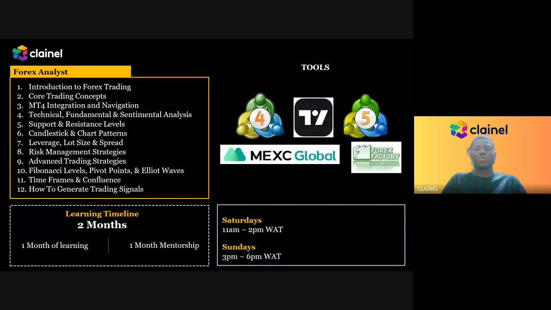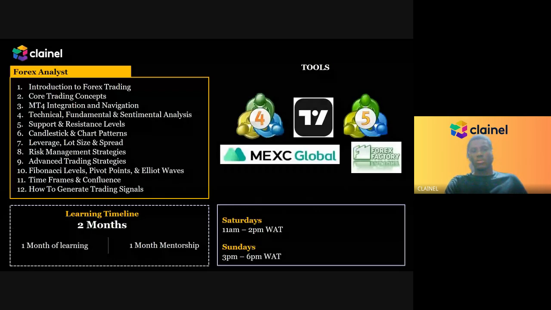So the tools we are going to be using are MetaTrader 4, MetaTrader 5, TradingView, and Forex Factory for your news. Then we're going to be using Mexi Global for your technical analysis. Remember, we said technical analysis is for when you want to trade, it's just like trading your currency pairs on your centralized exchanges. So we're going to talk about them.